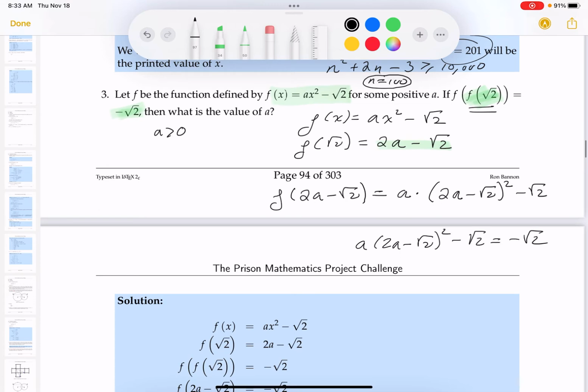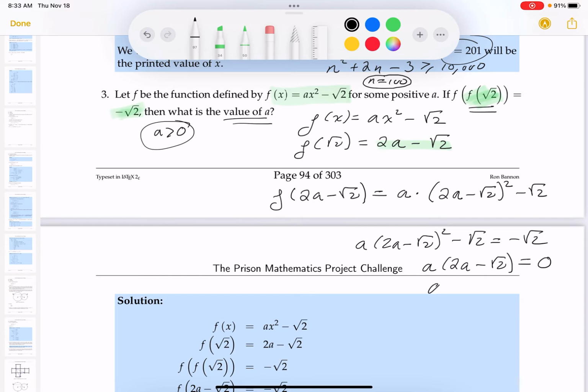Well, I'm starting to think that this is a reasonable problem. And someone says, I don't even know the question yet. They want to know what the value of a is. Remember, a is a positive number. I don't know that yet. So let's put this down. So what do you get? You get a times 2a minus root 2 equals 0. What I do, I added root 2 to both sides.